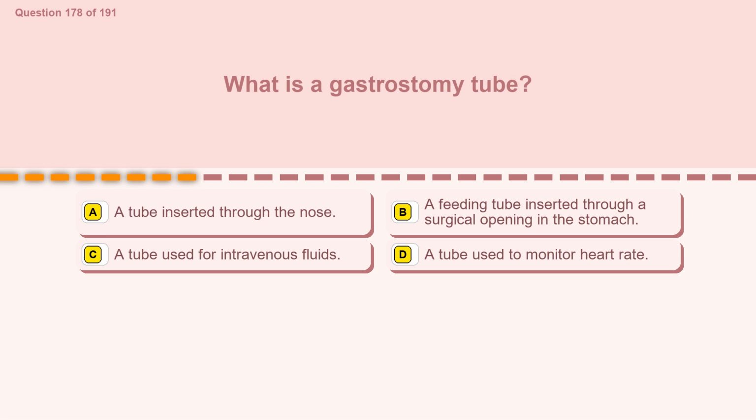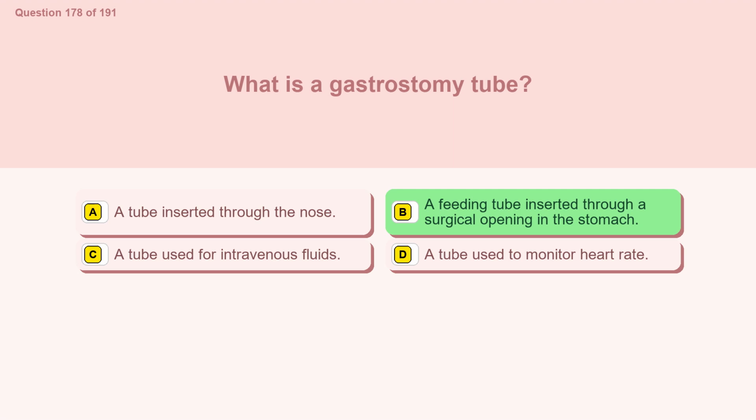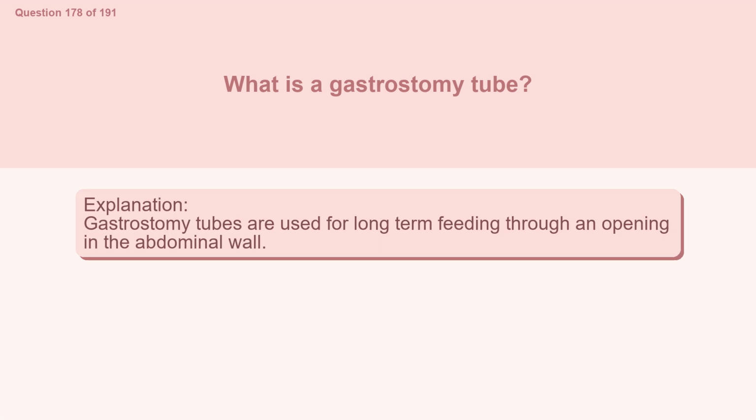Option A, a tube inserted through the nose. Option B, a feeding tube inserted through a surgical opening in the stomach. Option C, a tube used for intravenous fluids. Option D, a tube used to monitor heart rate. The correct answer is option B, a feeding tube inserted through a surgical opening in the stomach. Gastrostomy tubes are used for long-term feeding through an opening in the abdominal wall.